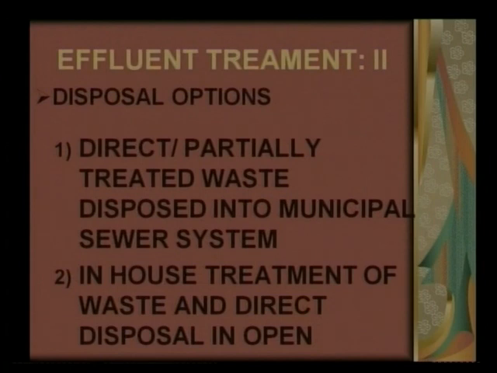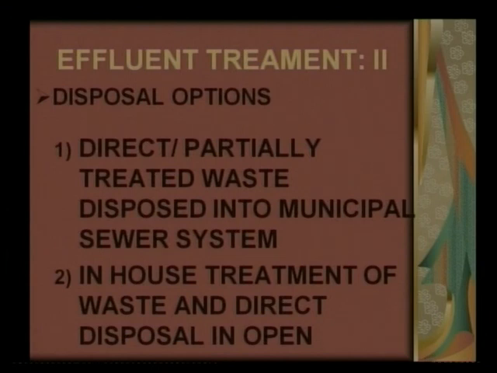However, there are various disposal options available. You can either dispose the effluent directly into the environment, or, if the value is slightly higher than the consent limit, then you have to partially treat that wastewater before disposing it into the municipal sewerage system, not into the environment directly. If the conditions are very high, then in-house treatment of the wastewater can be done, and only after that can you dispose it into the municipal sewerage system.